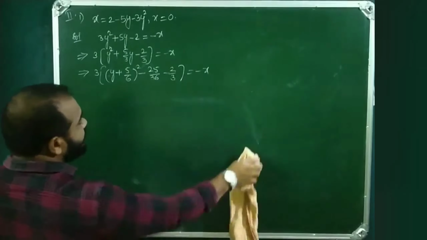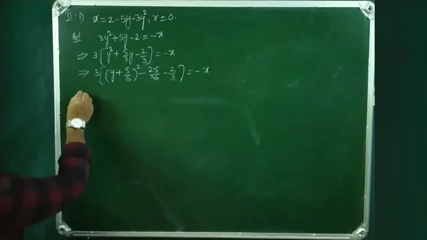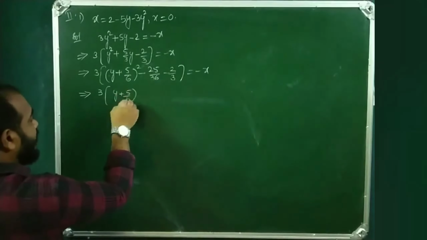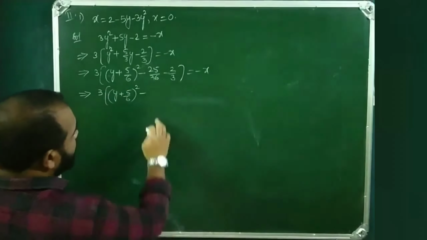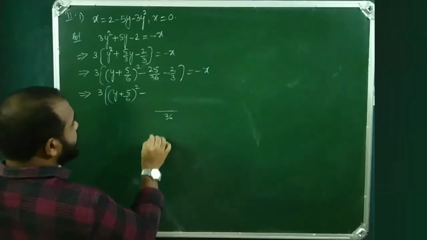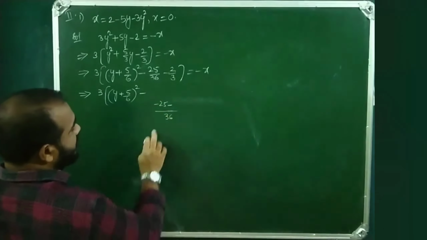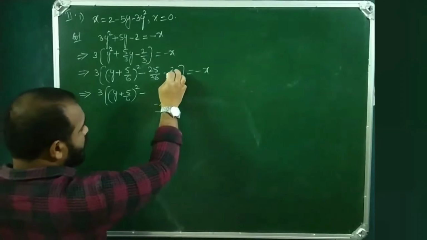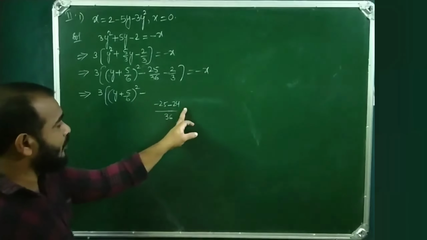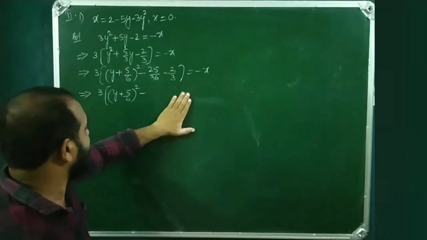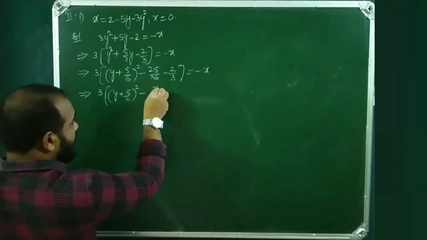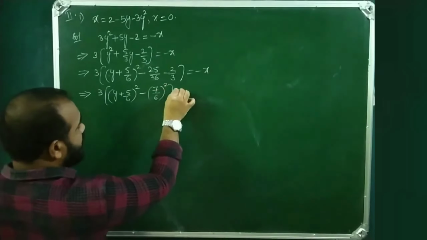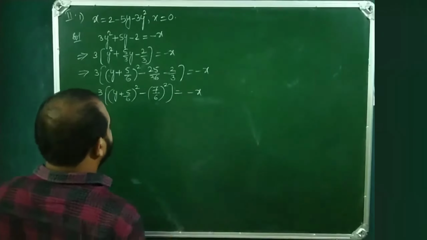So that is equals to 3 into y plus 5 by 6 whole square minus, here LCM is 36, so minus 25 minus 3 12s are 36, 12 2s are 24. Minus 25 minus 24 is minus 49 by 36. That is 7 by 6 whole square, 49 by 36 is 7 by 6 whole square, is equals to minus x.